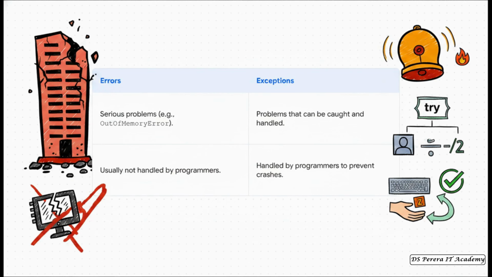So here's the bottom line. As programmers, we handle exceptions to stop our program from crashing. We usually don't try to handle errors because they are way outside of our application's control.